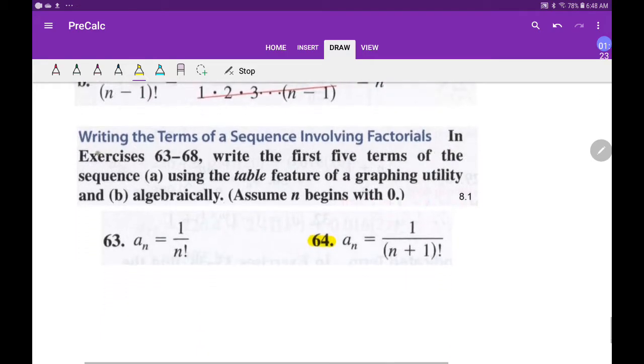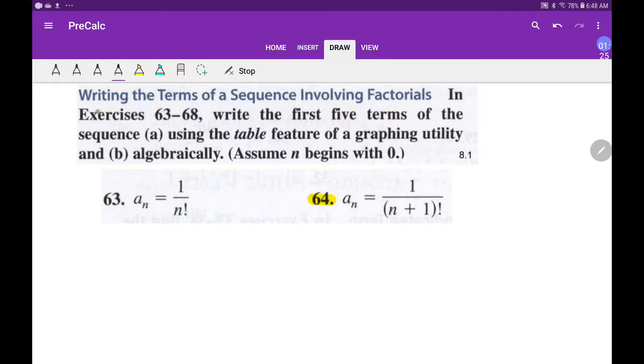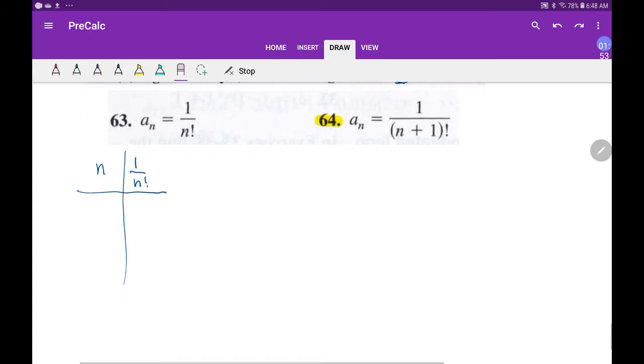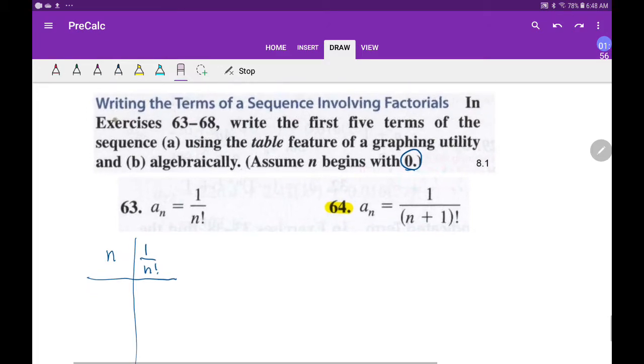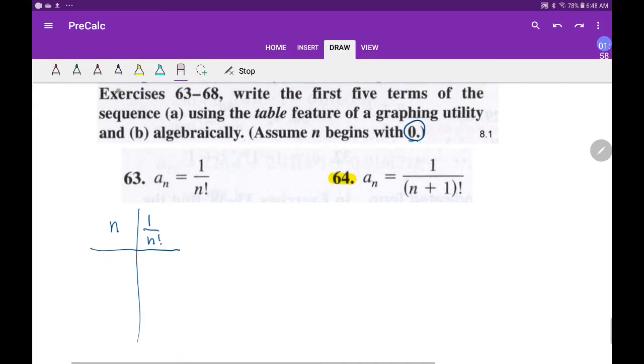That's interesting. So let's write the terms of this sequence. The first one, we're assuming we begin at 0 here. So we're going to say 1 over n factorial. Well, maybe I really should say a sub n, huh? Maybe I'll just leave that there. That's a sub n, right? You know that's a sub n. All right. So what happens? We're doing the first 5 terms. And I guess we're going to count 0.